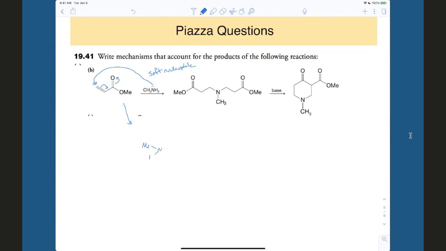At first, this will give us a charged intermediate that, after proton transfers, will get us to putting one of these alkyl groups on. This process just repeats one more time. So hopefully you can see that without me drawing the intermediates. It'll be the same attack and proton transfer.